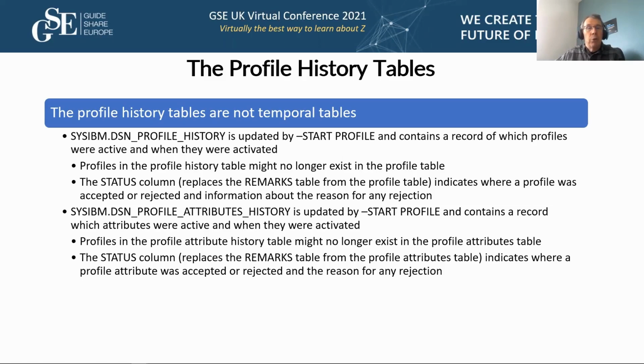So bear in mind, of course, that if you delete rows from DSN profile or from DSN profile attributes, they'll stay in the history tables unless you delete them. So there may be rows in the history tables that apply to profiles and profile attributes that have since been deleted.